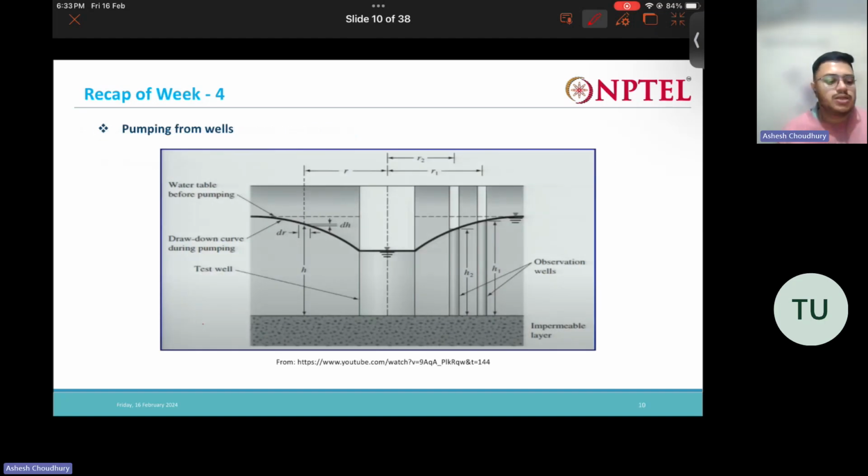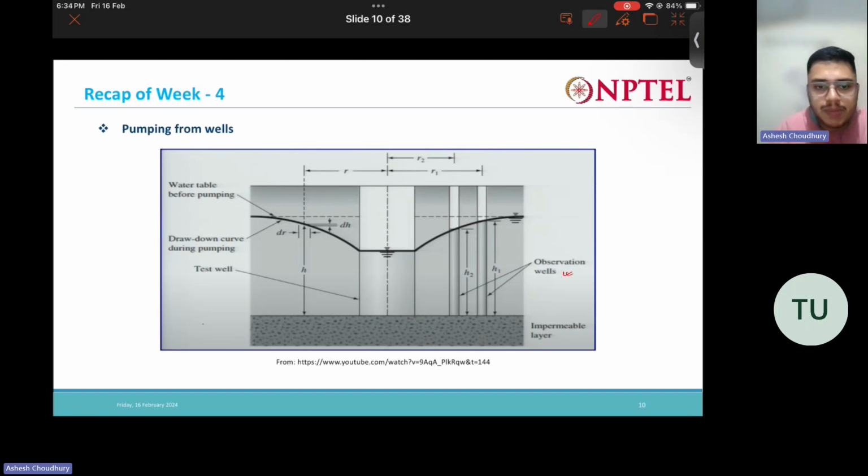Now that is not actually that important. The important thing is this method, pumping from wells. This is the very common method that is used to determine the in situ hydraulic conductivity. In that, we make a main borehole in the soil, a main well. We dig the main well, and at some known distances we make some more, smaller holes. Those holes are known as observation wells.